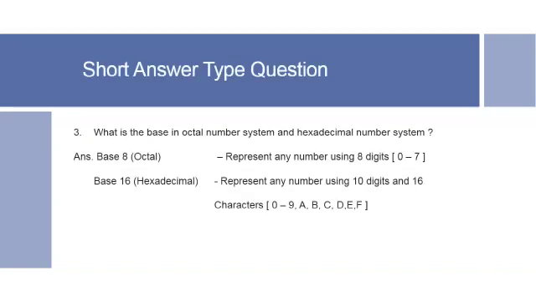Student, your next question is, what is the base in octal number system and hexadecimal number system? Base of octal number system is 8. It represents any number using 8 digits, starting from 0 to 7. Base of hexadecimal number system is 16. It represents any number using 10 digits and 6 letters: 0 to 9 numbers, after that 10 starts from A to F.